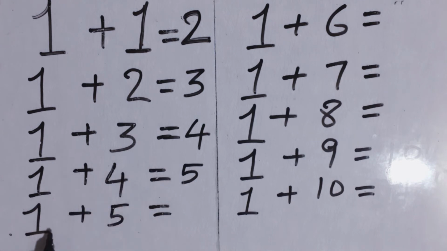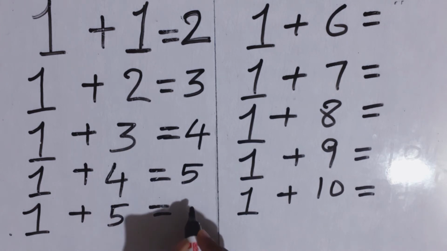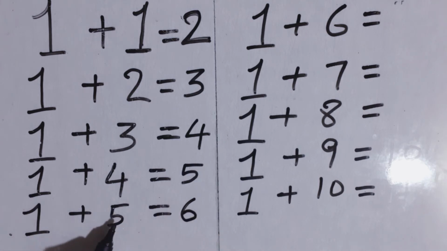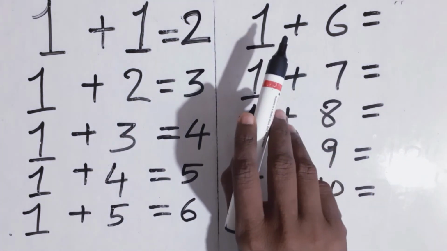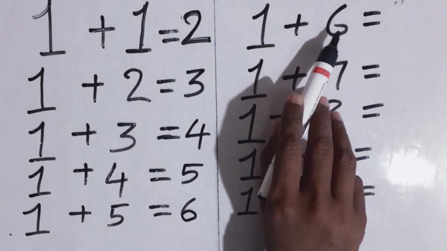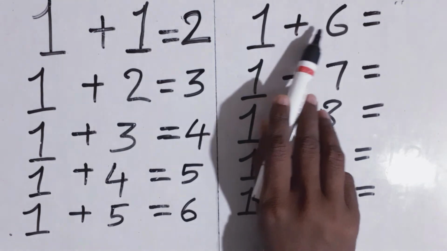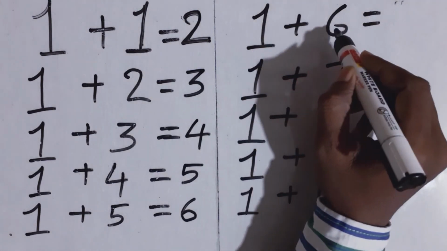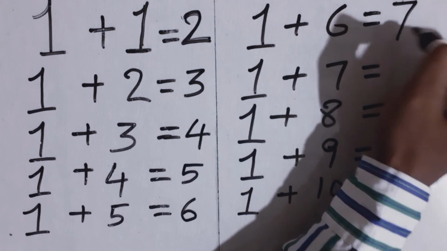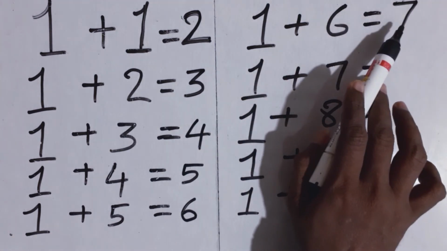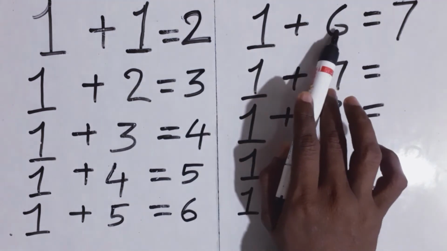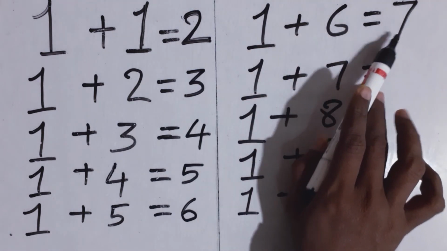Now tell me the answer. What is the answer? 1 plus 5. 1 plus 5 is equal to, write the answer here, 6. 1 plus 5 is equal to 6. Dear children, now you tell me the right answer. What is the answer? 1 plus 6. 1 plus 6 is equal to 7. Write the answer here, 7. 1 plus 6 is equal to 7.